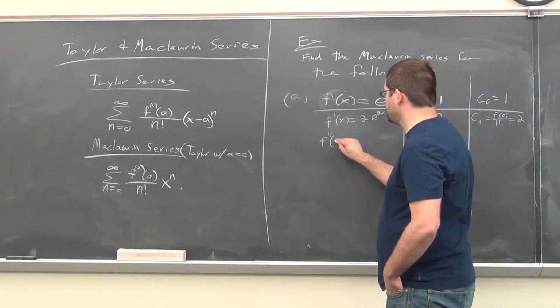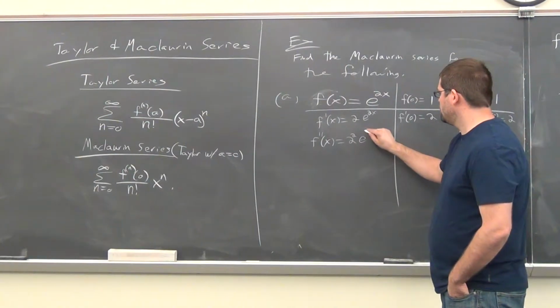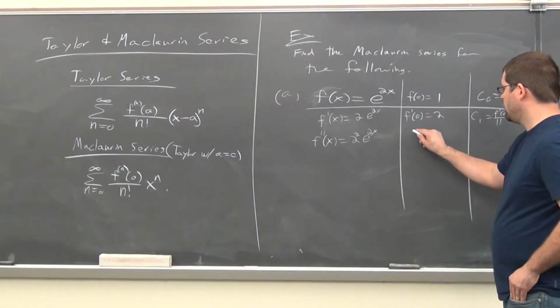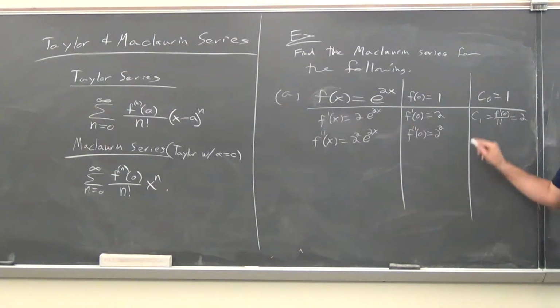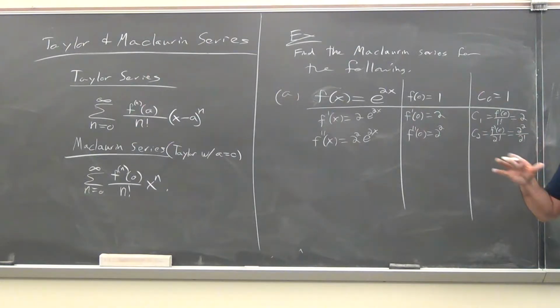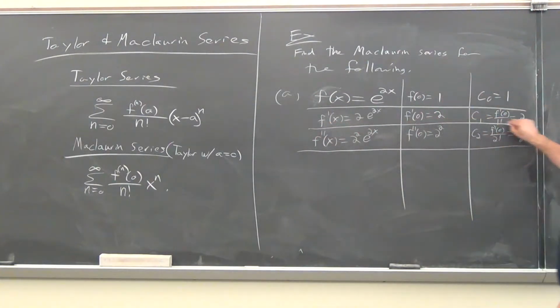Second derivative, 4e^(2x). That's good, so 4 is fine. I'm going to write it as 2 squared. So your second derivative at 0 is 4, or 2 squared, right? And your C2 is just your second derivative divided by 2 factorial. You could make it 2, but I'm going to keep writing them as 2 squared over 2 factorial. Just leave them in the messy form, because we're looking for a pattern. If you start simplifying things, you might lose the pattern that was there.